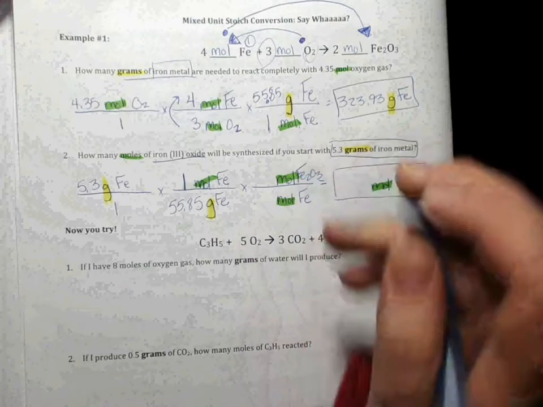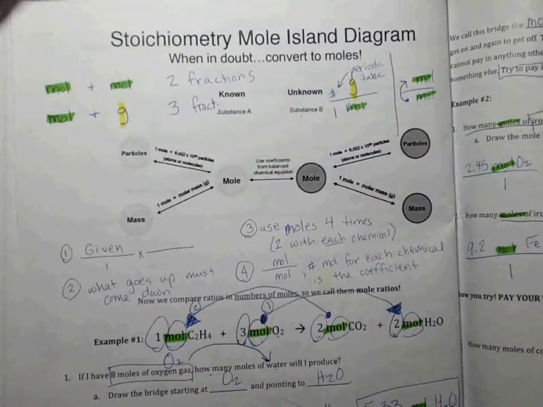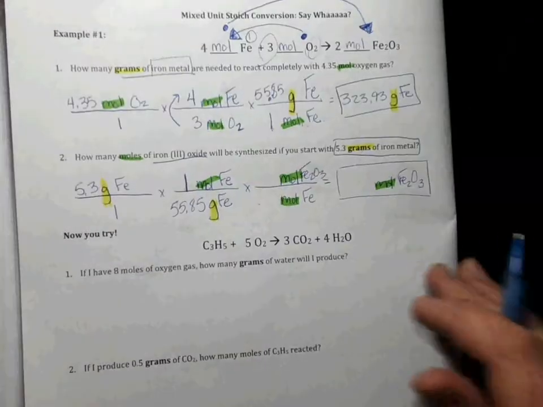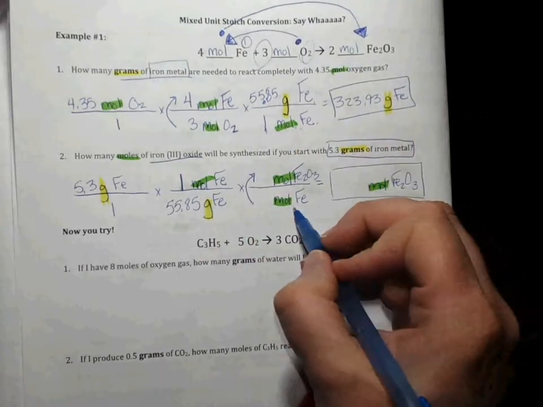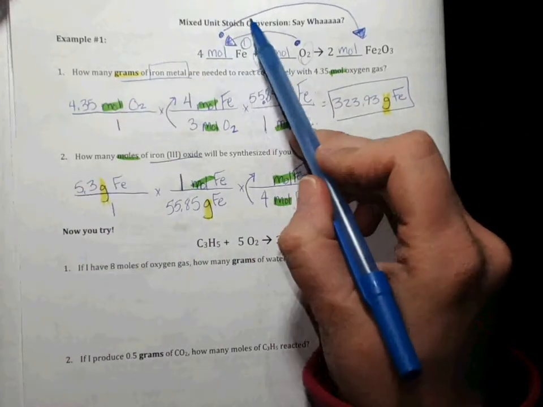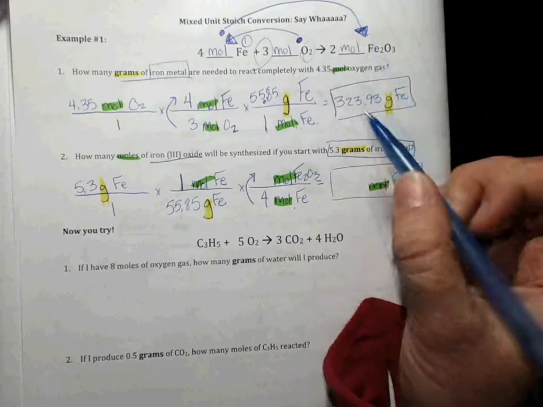Remember, in my mole over mole fraction, we don't just automatically use 1 mole anymore. We use the bridge in my mole over mole fraction. Don't just automatically use 1 anymore. We use the bridge. So moles of iron in my bridge are 4. If I follow the bridge across, moles of Fe2O3 are 2.